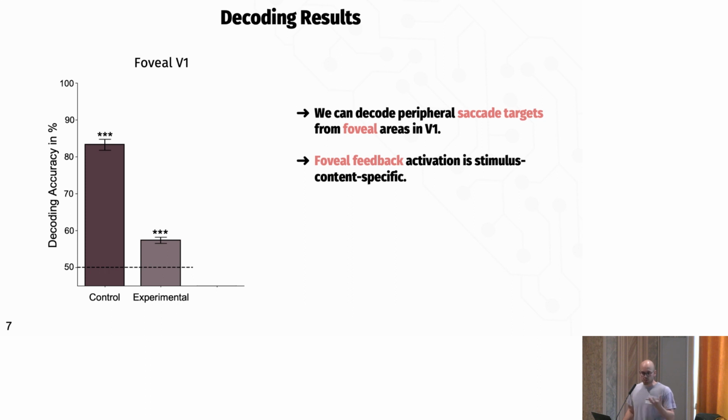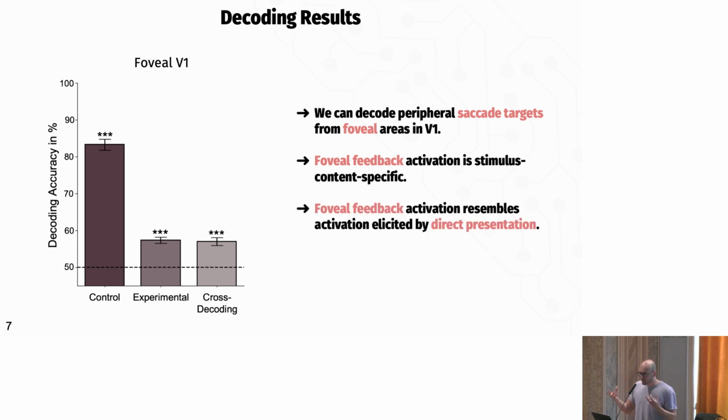Next up, as I said, we also wanted to cross-decode from experimental to control trials, and we see that also this works. So it seems like the activation that we find here, or the representation, is kind of similar across direct representation and this feedback that we find.